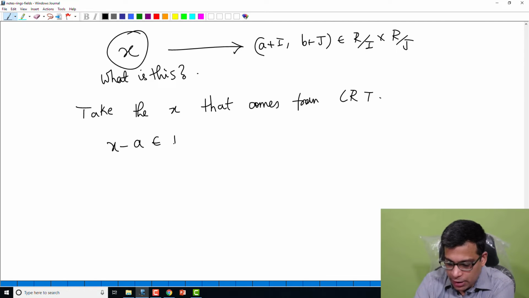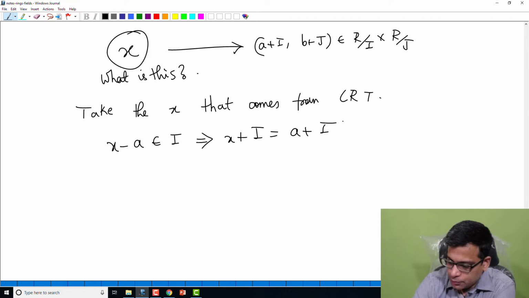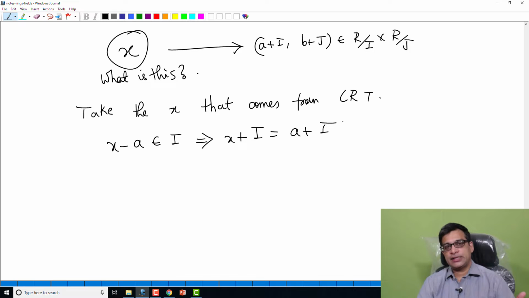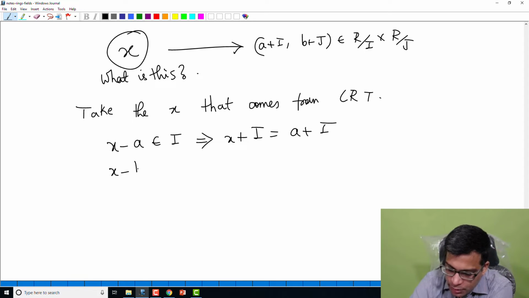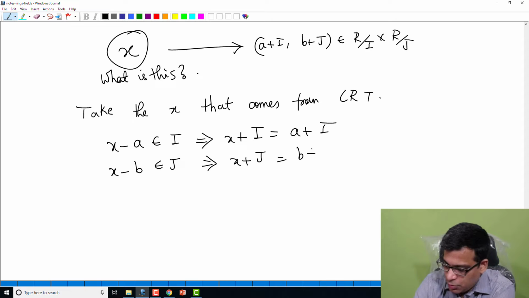X minus A is in I. But if x minus A is in I, I claim that x plus I is equal to A plus I. If x minus A is in I, in the quotient ring R mod I, x and A are basically the same element. The residue of x is the same as the residue of A. Similarly, x minus B is in J by the Chinese remainder theorem. That means x plus J is B plus J.